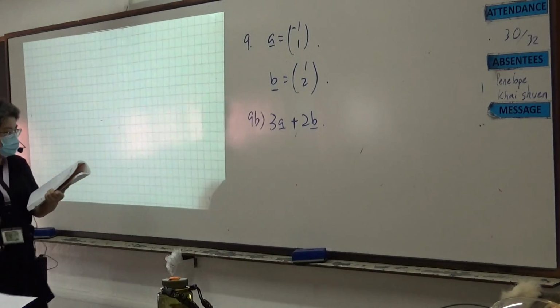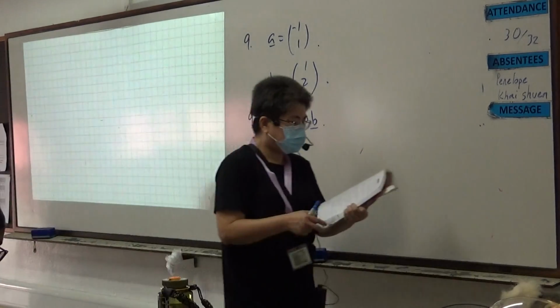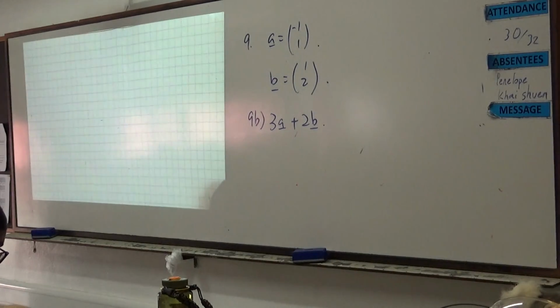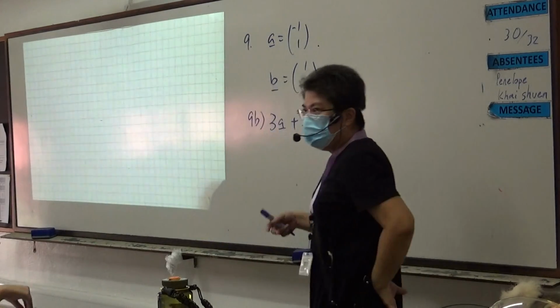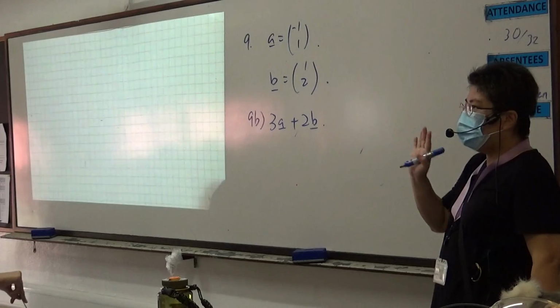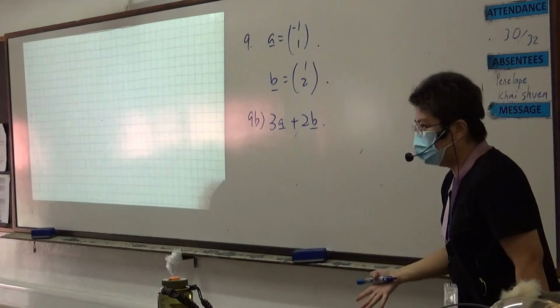Illustrate each of the following on a sheet of square paper. Okay, now I want to look at 9B. Now class, I don't want people to do anything first. You listen to me first. I'll let you draw later.